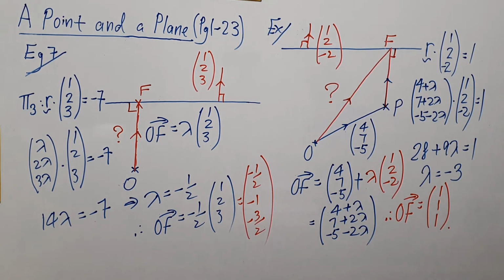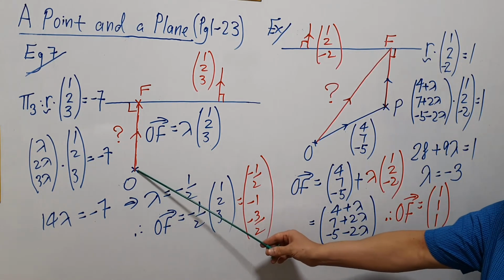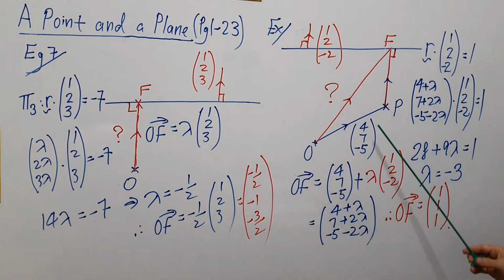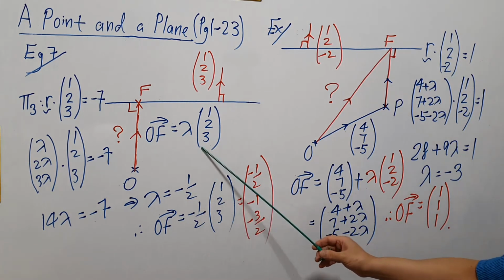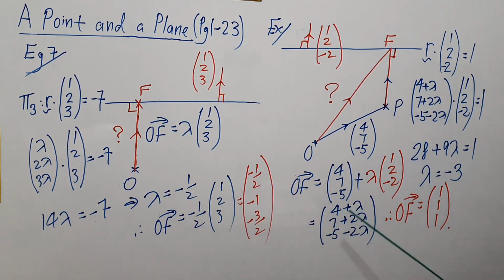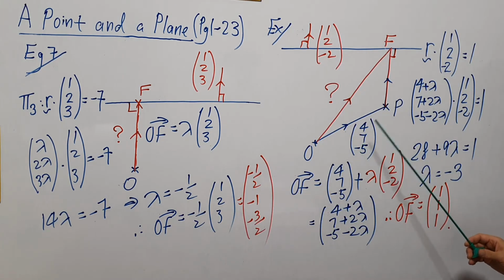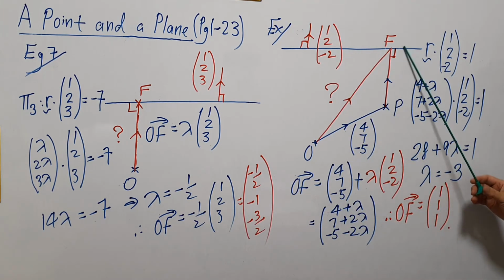I will do another example also on foot of perpendicular from a point to a plane. But before I move on from here, I want you to recognize these two types again. It is from origin to a plane, and now this is a point to a plane. The calculations are quite the same, just that the only difference is the starting point. This is vector OF for origin to plane. This is vector OF for the case of point to a plane. That's the only difference. Otherwise, the method is the same. I'm going to show you another example.